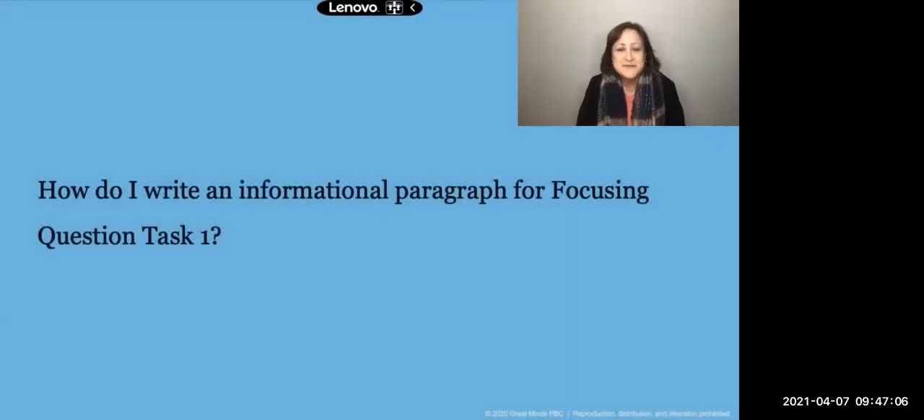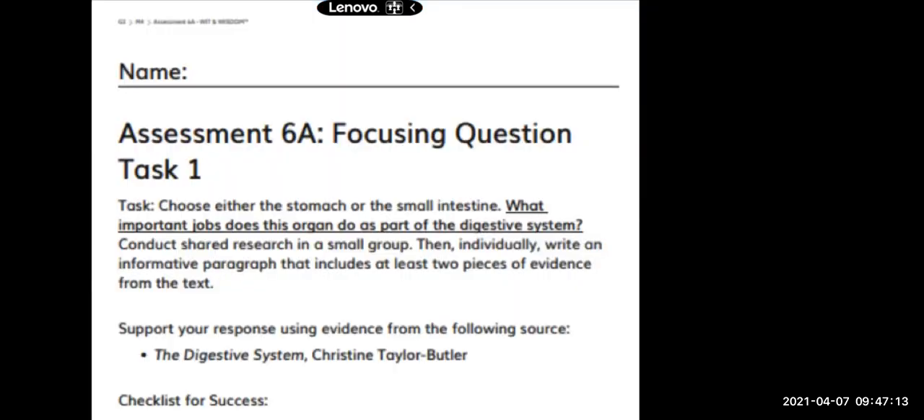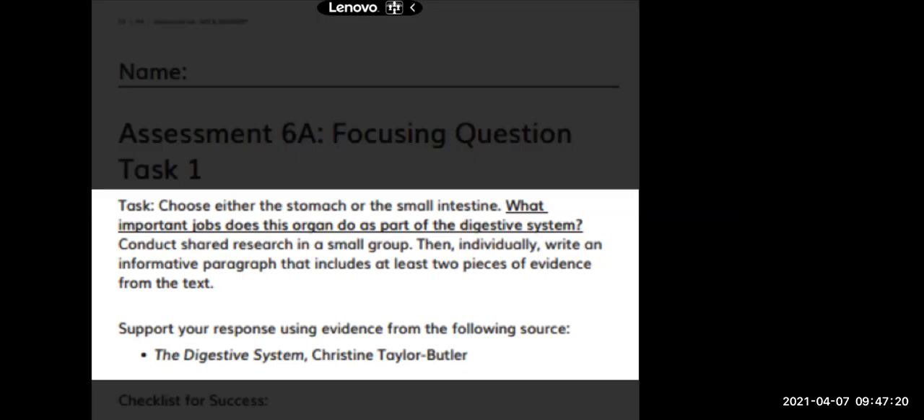How do I write an informational paragraph for focusing question task 1? Let's preview or take a look at Assessment 6A Focusing Question Task 1. The task tells us, choose either the stomach or the small intestine. What important jobs does this organ do as part of the digestive system? Conduct shared research in a small group. Then, individually, write an informative paragraph that includes at least 2 pieces of evidence from the text. Support your response using evidence from the following source: The Digestive System, Christine Taylor Butler.